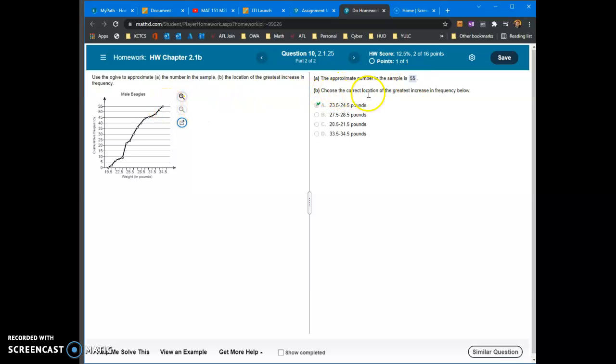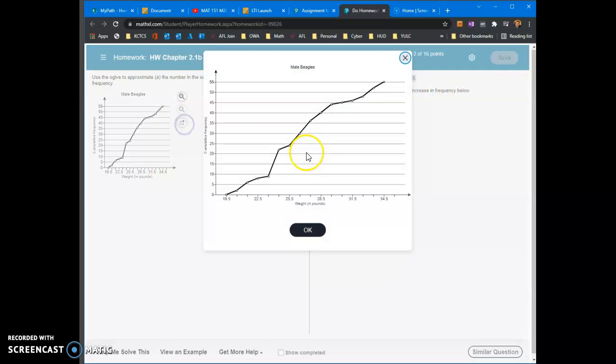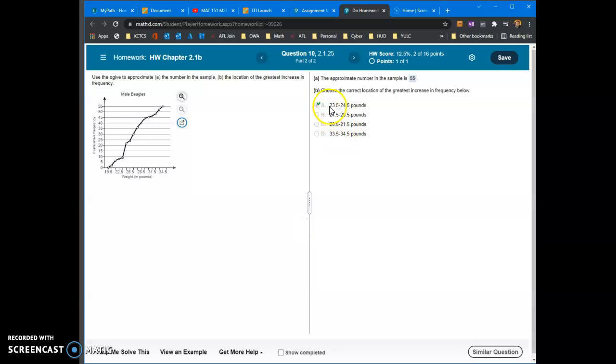And then it says, choose the correct location of the greatest increase in frequency, all right? Well, that's simple. You just look at what class added the biggest bump, and it's right here. All right, so that's going to be 23.5 to 24.5. And that's the answer there.